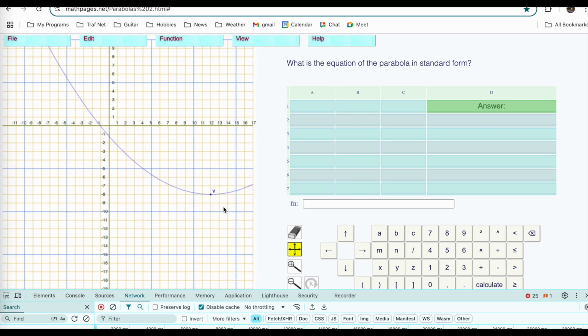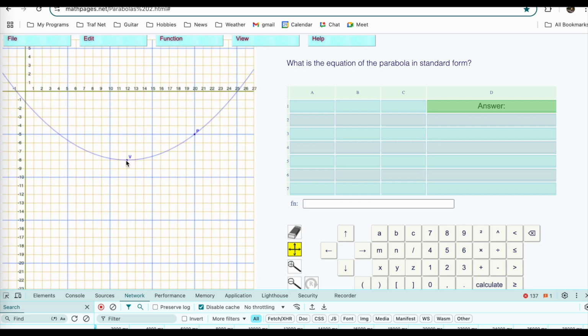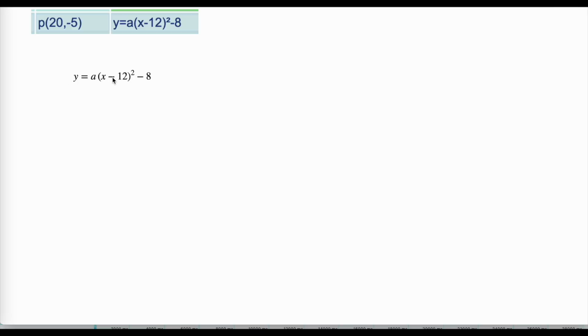Here we have a parabola. The vertex is at (12, -8). So our equation is y is equal to a times (x minus 12) to the power of 2, and the k is negative 8, so minus 8. Our point is at (20, -5). Equation: y equals a times (x minus 12) all squared minus 8. And our point is (20, -5).